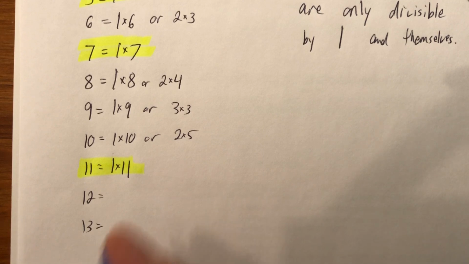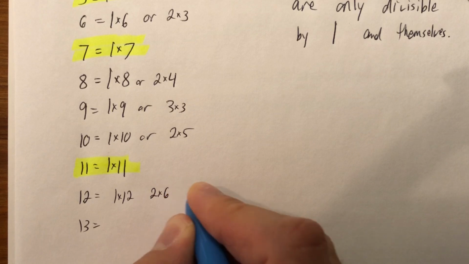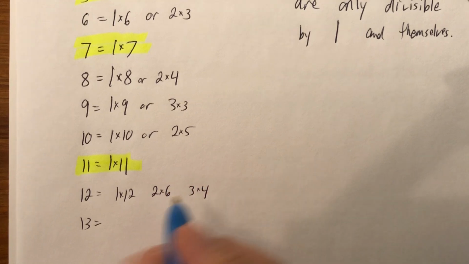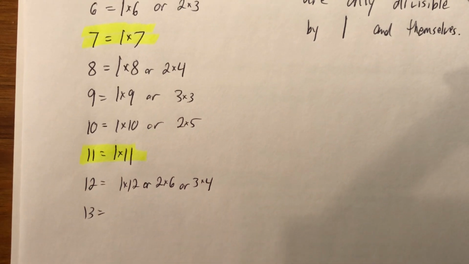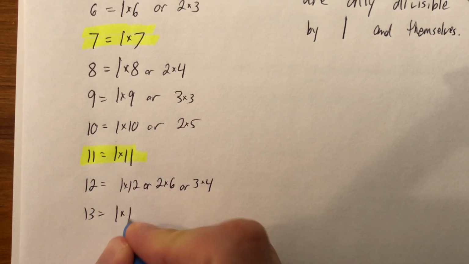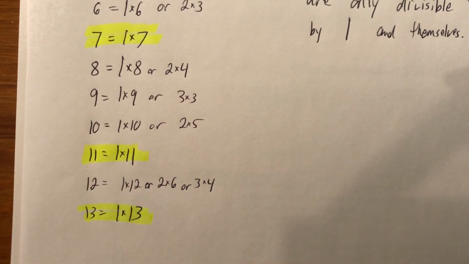So 12, 1 times 12, 2 times 6, 3 times 4. Well, clearly now we're getting into the areas where we have multiple ways of writing it other than just 2 ways. So this one's not prime. This one is prime. 1 times 13. All right, so again, I wonder what numbers are prime. We're going to find out which ones are.